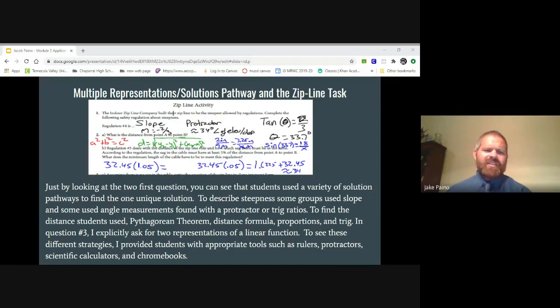Oh, there's a protractor here. Can I use this? Right? And then they describe the steepness based on angle of elevation or angle of depression, whichever one they measured. You could also use trig, and use the trig ratios to find the angle measurement. So you see all these different pathways, and when the students get a chance to see these, they're amazed by the creativity and the different ways to solve the same problem.